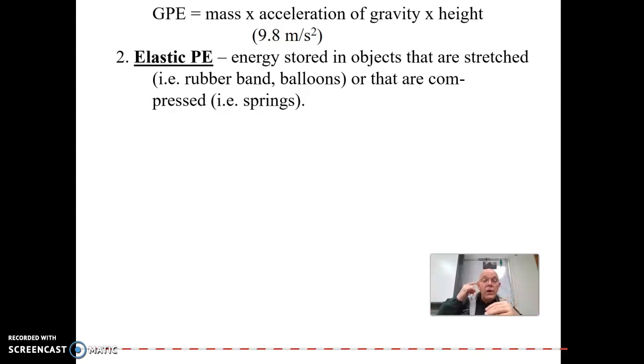Okay, and so that would be an example of elastic potential energy. All right, so anything that can be stretched. Elastic, by the way, means not that it can be stretched, but that it will snap back when you let go of it. Okay, and so elastic potential energy, anything that can be stretched, like a balloon, whatever, or a spring, or something like that. All right, that would be elastic potential energy.